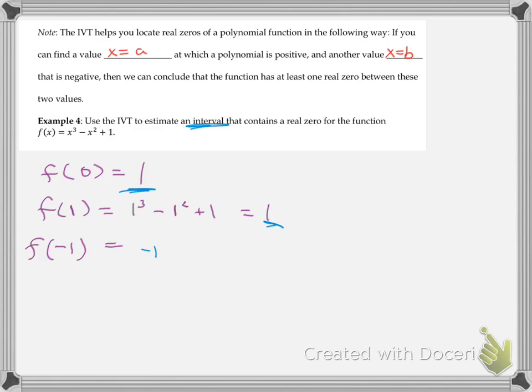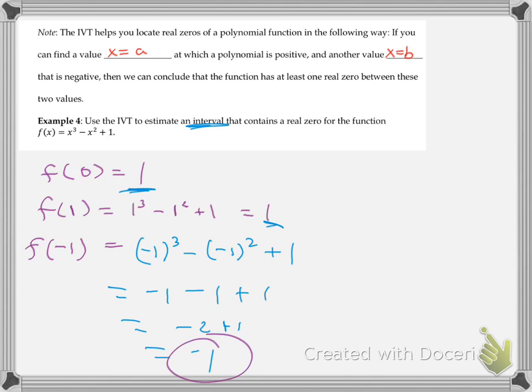What about negative 1? So that's negative 1 cubed minus negative 1 squared. I always like to use parentheses when a negative is involved. So that's negative 1 minus 1 plus 1. What's that? Negative 2 plus 1. Voila. We have a negative output, right? So we have a positive and negative output. So the question is, what's a possible interval that contains a 0?